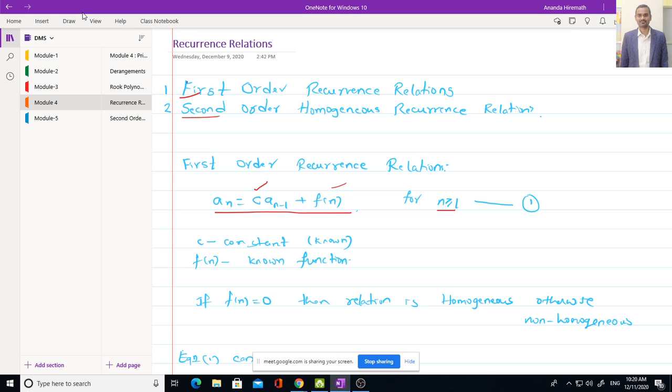Okay, now when do we call it homogeneous and non-homogeneous? Let us see. In this equation, if f(n) is equal to 0, then we call that recurrence relation a homogeneous recurrence relation. Otherwise, it will be a non-homogeneous recurrence relation. So remember that a_n = c a_{n-1} + f(n) is a first order recurrence relation, and if f(n) is equal to 0, then it will be a homogeneous recurrence relation.